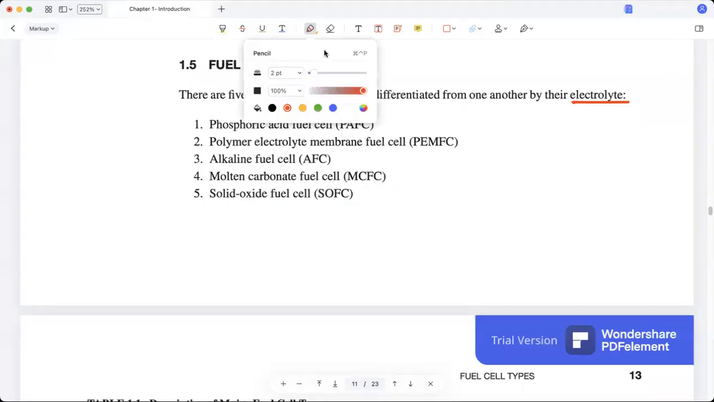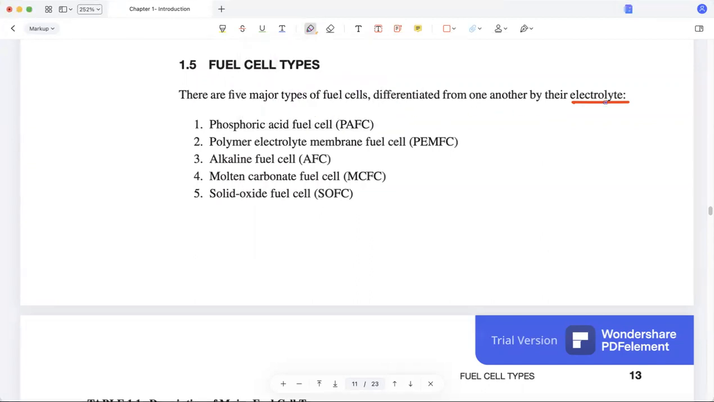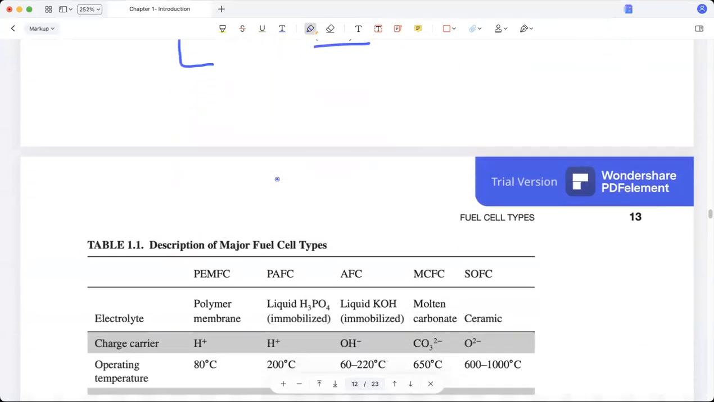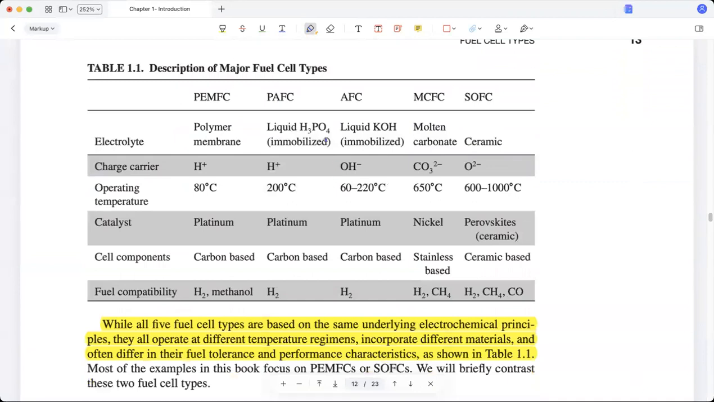Fuel cell types. There are 5 major types of fuel cells differentiated from one another by the electrolyte. We have phosphoric acid fuel cell, which is called PAFC, polymer electrolyte membrane fuel cell, PEMFC, alkaline fuel cell AFC, molten carbonate fuel cell MCFC, solid oxide fuel cell SOFC. So these are 5 major types of fuel cells which are on the basis of the electrolyte used by them. This is the description of the major fuel cell types.